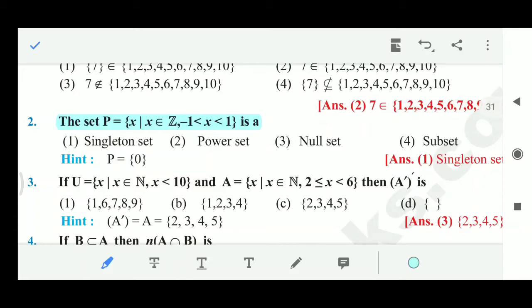Here, set P contains minus 1 to plus 1. Between minus 1 to plus 1, we have 0 as an element. So the answer is a singleton set.